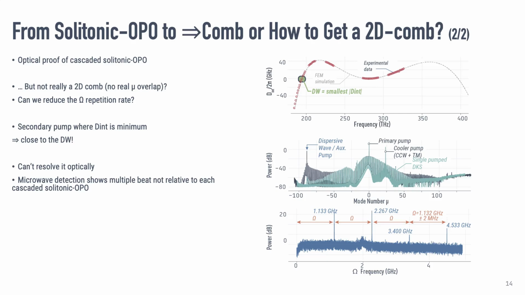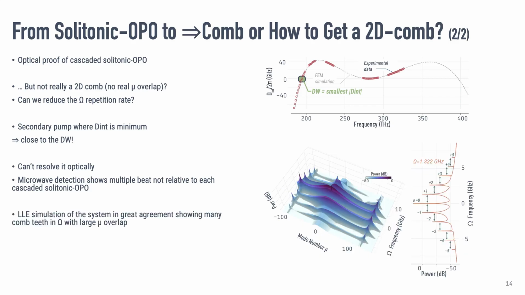And because I showed you earlier that this cascading, we can resolve it optically, that's not nonlinearity in our photodetector, right? You can do the simulation, and the simulation shows you that you have a very nice 2D comb, where you can resolve every comb tooth either in mu or in this omega dimension. And here I can show you in the simulation that we get about 10 comb teeth, and you can probably go much higher than only 10 comb teeth. So that's the demonstration of a 2D comb.